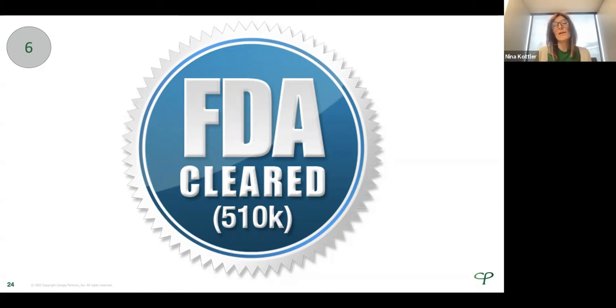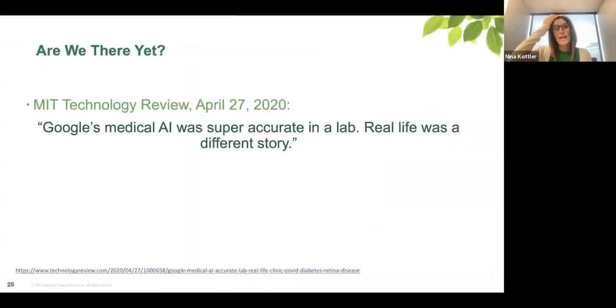So there's no way for an FDA clearance to say, well, that is going to work the same way, and we cleared it from a safety perspective, it's going to work just as well for you. And what we found is that that's not the case. And here's an example of an article that I grabbed from MIT Technology Review back last year, where Google had, and I'm not picking on them because this is true for anyone, but Google had a medical artificial intelligence algorithm for retinal detachment, and that was really accurate.